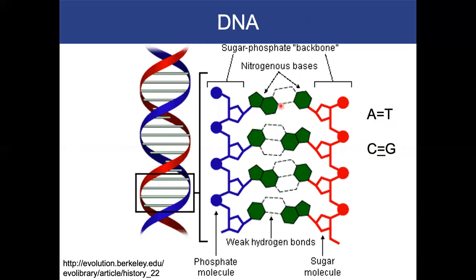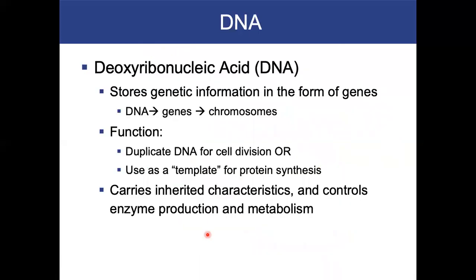How do we know that this is A and T? Because there's 2 hydrogen bonds. How do we know that this is C and G? Because there's 3 hydrogen bonds, okay? This is what DNA looks like. DNA stores genetic information in the form of genes. Your DNA makes up your genes, which make up your chromosomes. We have 23 pairs of chromosomes in each cell.